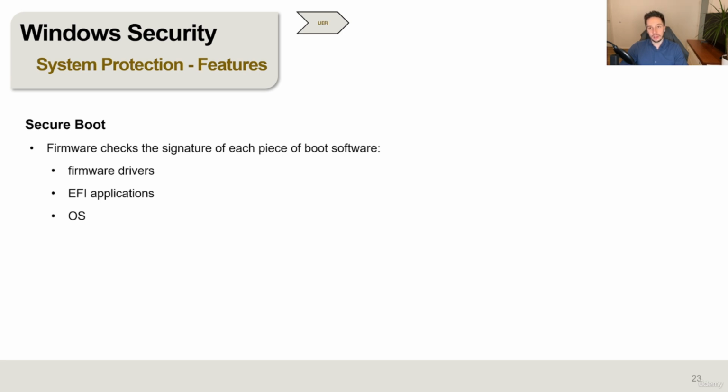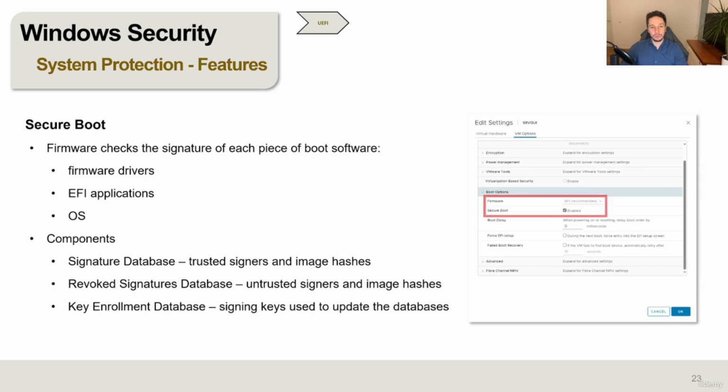is actually a trusted one, because in Secure Boot you have different components, which are, for example, the signature database, revoked signatures database, and key enrollment database. So basically, if you trust that signer, you of course must have this signer in the signature database. Then if you, for example, revoke some signature because you know that some specific authority or binary could be abused or compromised, then of course you must add this signer or some image hash into this revoked signatures database.